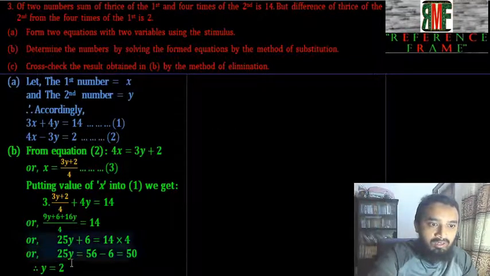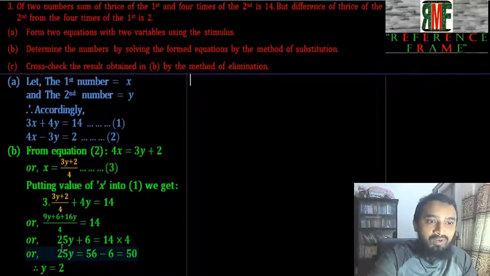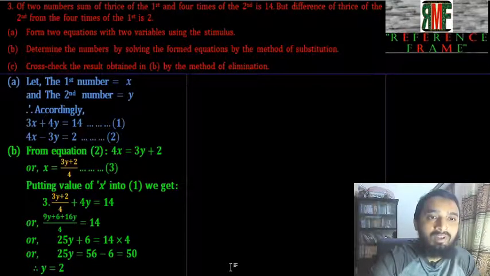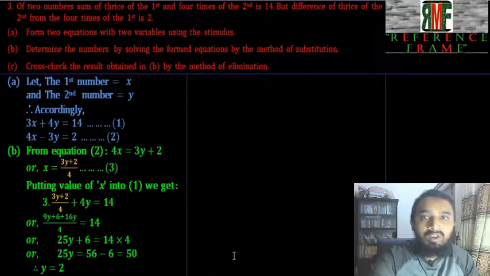So look here, therefore 25, if we shift 25 to the right hand side, what do you get? 50 divided by 25. So 50 divided by 25 gives us the result y is equal to 2. So this is one of the numbers that we are trying to find. That means we have already found y. All we need to do is find the value of x now.